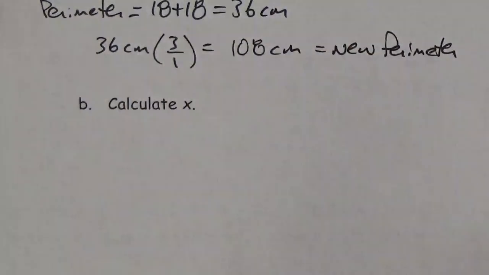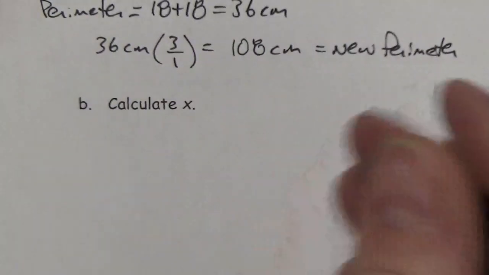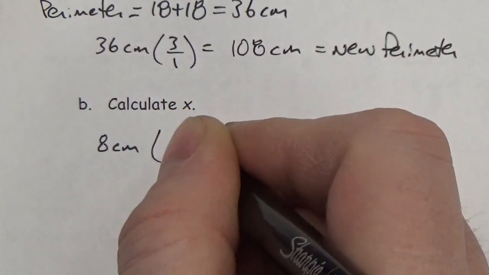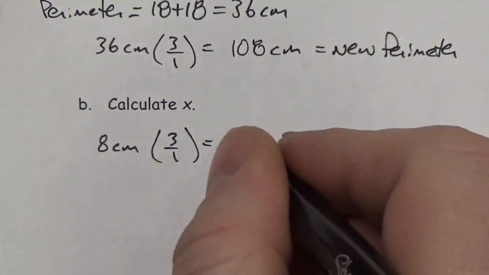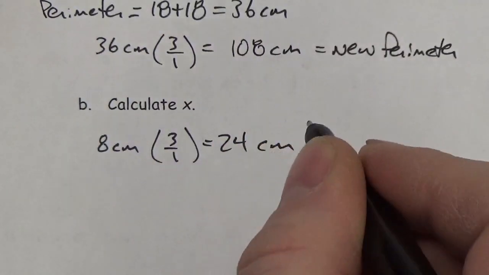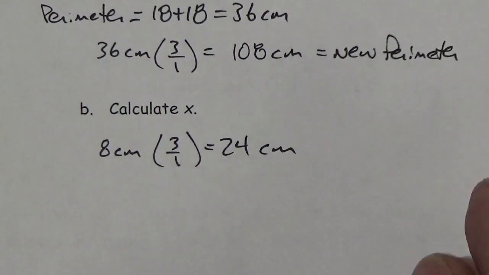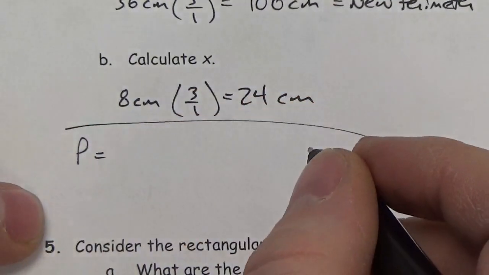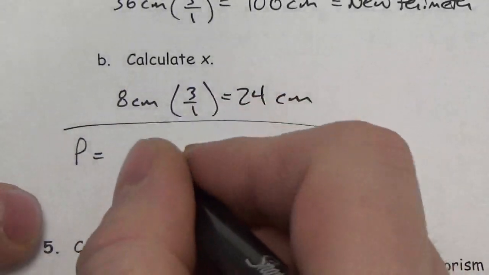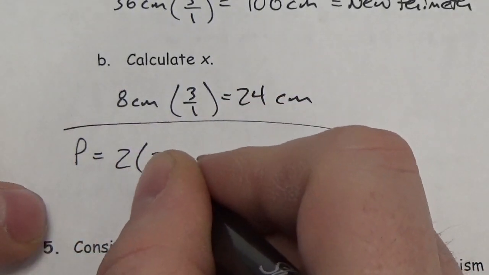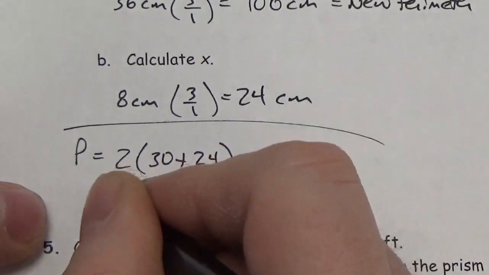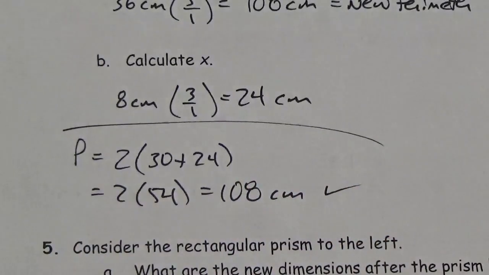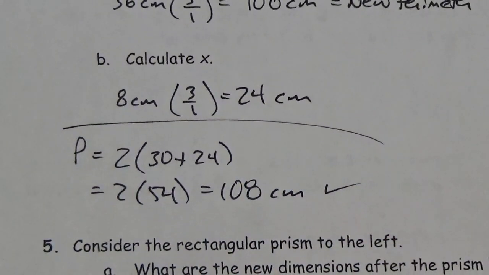Well, in this case, I already know that the scale factor is 3, that the new one is 3 times as large. So I'm going to take the old width and multiply that by 3 over 1 to get the new width, 24 centimeters. Now, I'm going to just double check here. Does this match up with my new perimeter? Does my new perimeter equal that 108 that I just figured out? So it's going to be 2 times 30 plus 24. Well, it's going to be 2 times 54, and yeah, that works out to be 108 centimeters. So that's good. I feel quite confident about the work that we did just a couple seconds ago.